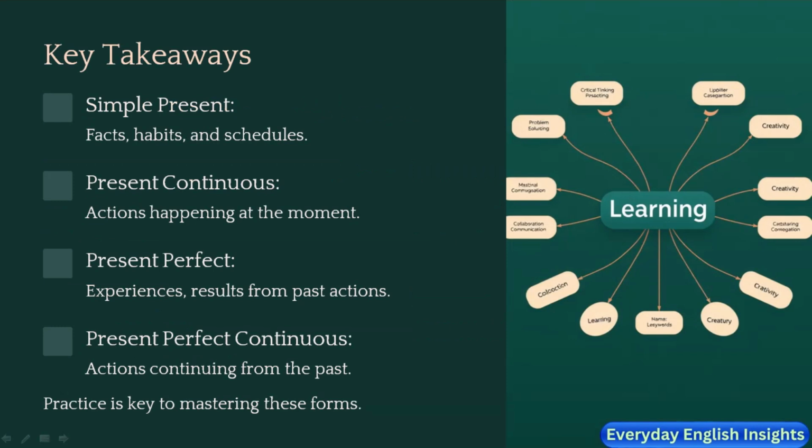Let's quickly summarize. Simple present, for facts, habits, and schedules. Present continuous, for actions happening at the moment. Present perfect, for past actions with present results. Present perfect continuous, for ongoing actions from the past. And remember, practice is key to mastering these forms.